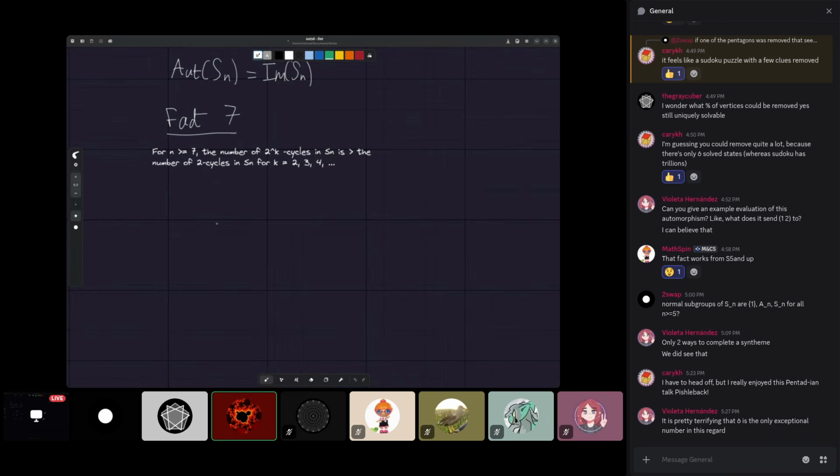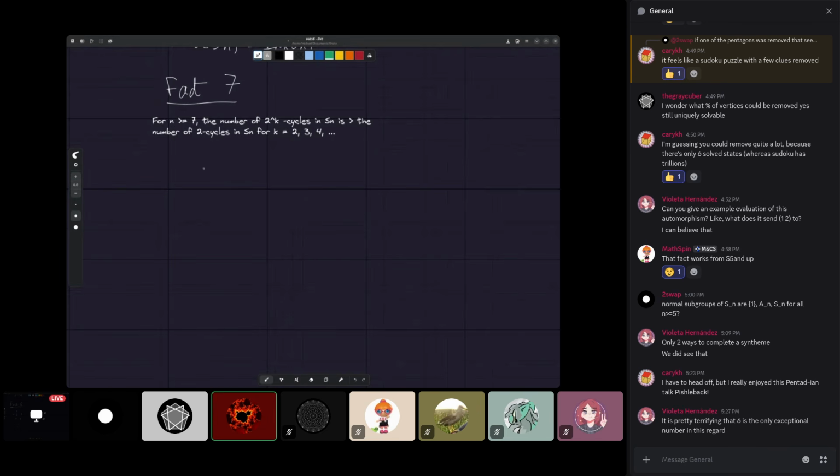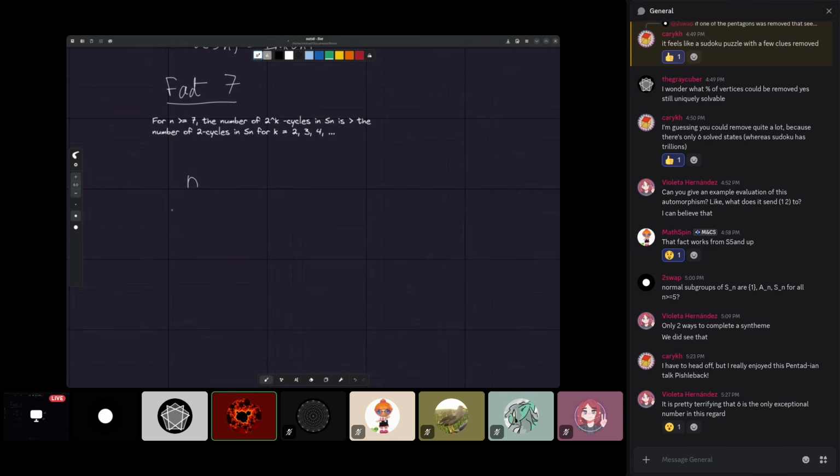Yes. So the proof of this is a bit calculation-y. I'll give the idea because it's quite nice. So we've got n and k here. k equal to 2, 3, 4, 5, and so on, and n equal to 4, 5, 6, 7, 8, and so on.